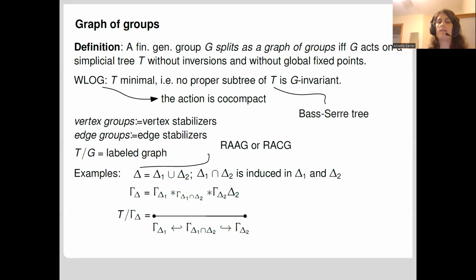This can be described in a way that we have graphs which we get via taking the union of two graphs, where the intersection graph is induced in both graphs we started with. If you have such a nice situation, the corresponding group splits as an amalgamated free product of the two groups corresponding to the graphs we started with, along the group corresponding to the intersection graph. Please ignore this delta 2 here. This should not be there. And then the quotient is such an edge, and we see here that the edge group embeds into the vertex groups.